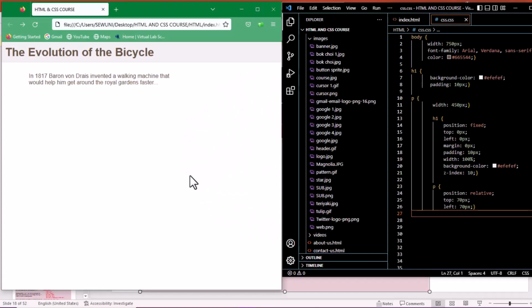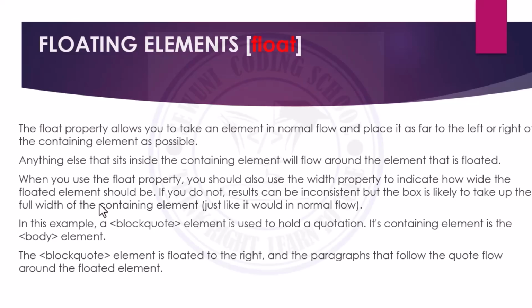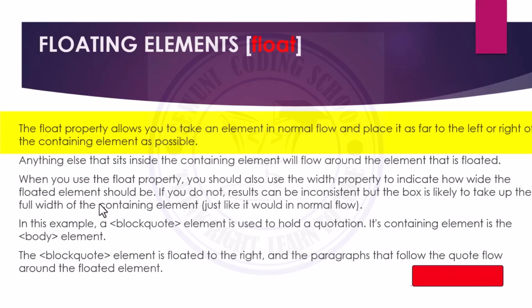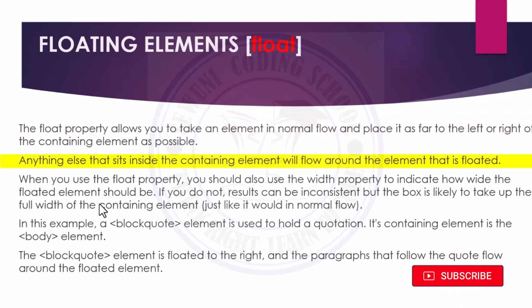Let's talk about float, floating elements. The float property allows you to take an element in normal flow and place it as far to the left or right of the containing element as possible. Anything else that sits inside the containing element will flow around the element that is floated.